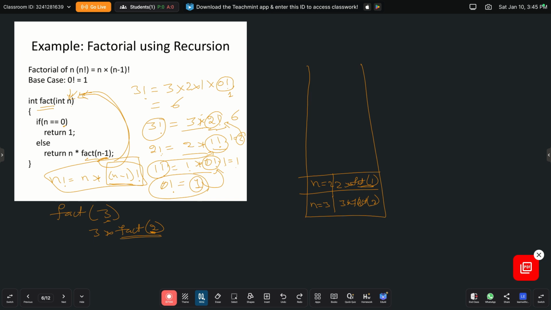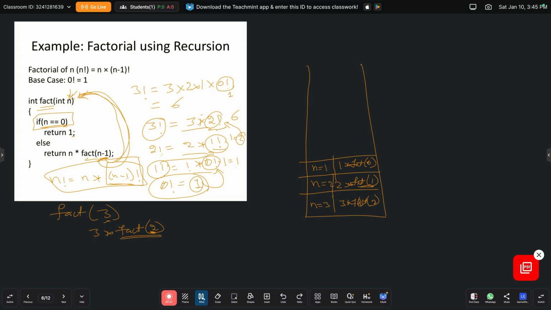Now what is the n value? Now it is 1. So n equal to 1. Now it is going to be calculated 1 into fact of 0. Now again we are calling the function with n minus 1. N minus 1 means 1 minus 1, 0. We call this function. What is the value in the n? 0. Now that n equal to 0, yes, it met this particular base condition.